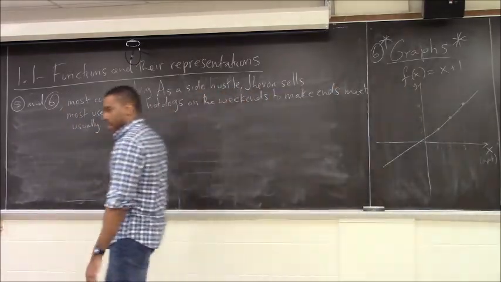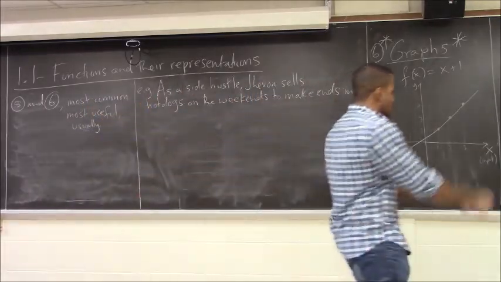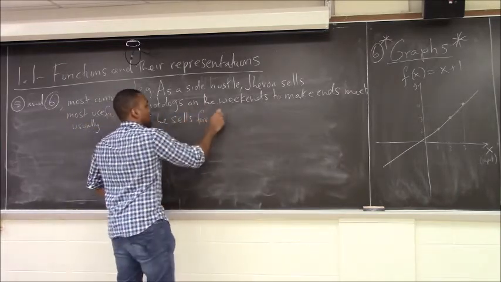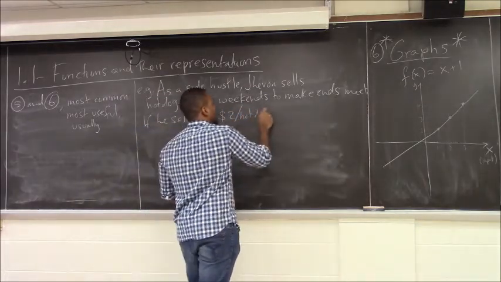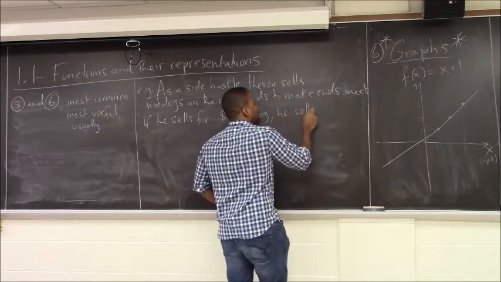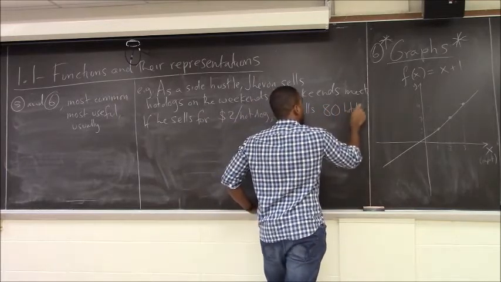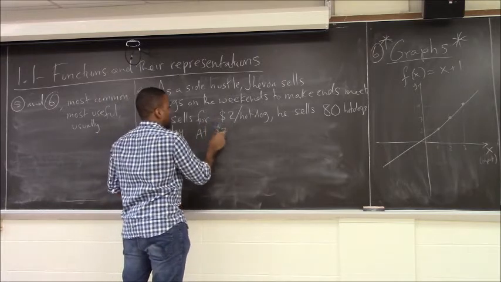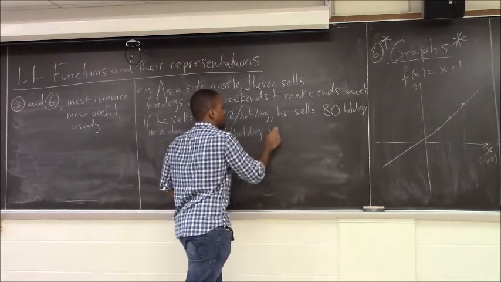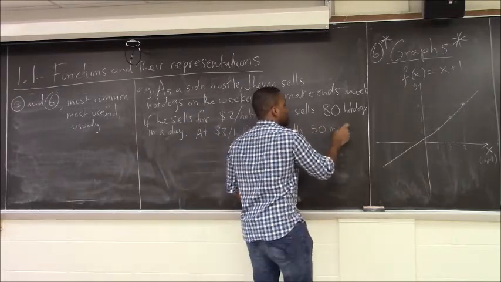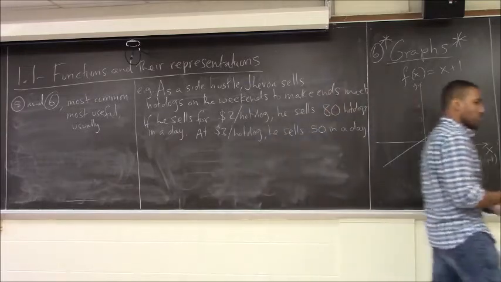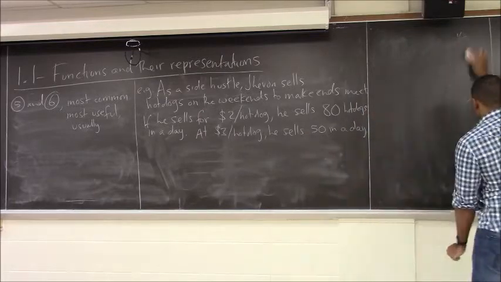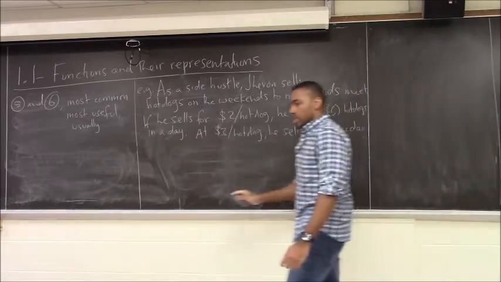Okay. Here's some things that I've learned statistically speaking. I've been selling hot dogs for a while and I noticed a few things. If I sell it for $2 per hot dog, he sells 80 hot dogs in a day. $3 per hot dog, he sells 50 in a day. So that's the scenario. Okay, I have a hot dog stand. If I charge $2 per hot dog, 80 people will buy from me. If I sell $3 per hot dog, only 50 people will buy from me. That's the scenario.